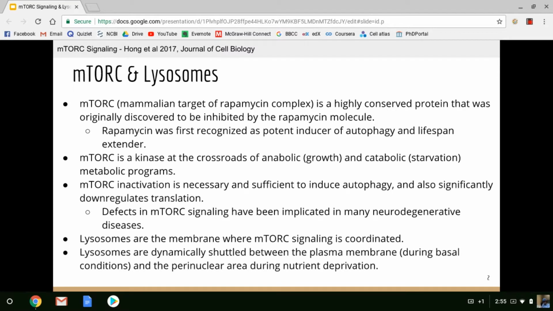And lysosomes themselves are actually dynamically shuttled between the plasma membrane during basal, high nutrient available conditions, and the perinuclear area, which is where we see lysosomes during nutrient deprivation. So we see a dynamic shuttling of lysosomes to the plasma membrane during high nutrient availability. Then we see the perinuclear clustering of lysosomes during nutrient deprivation. So this is the general overview of mTORC signaling, and now we're going to talk about some of the specifics in terms of actual pathways.